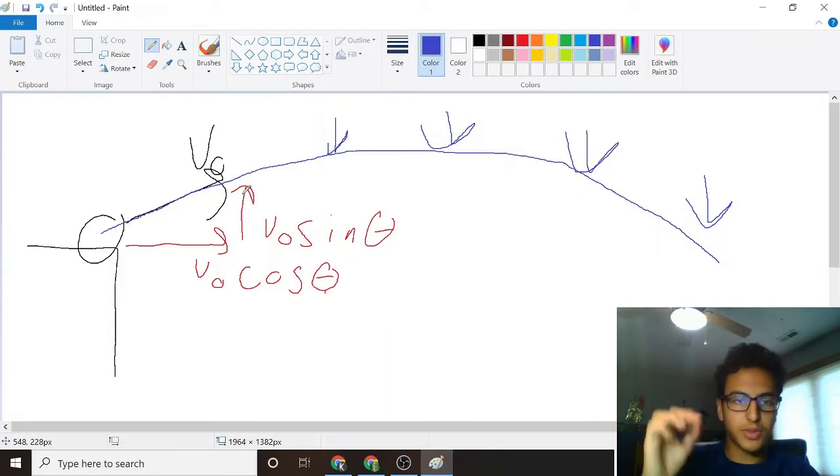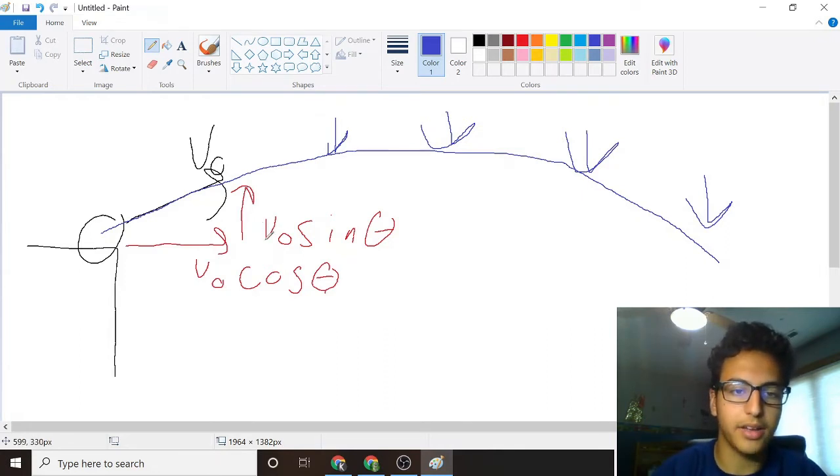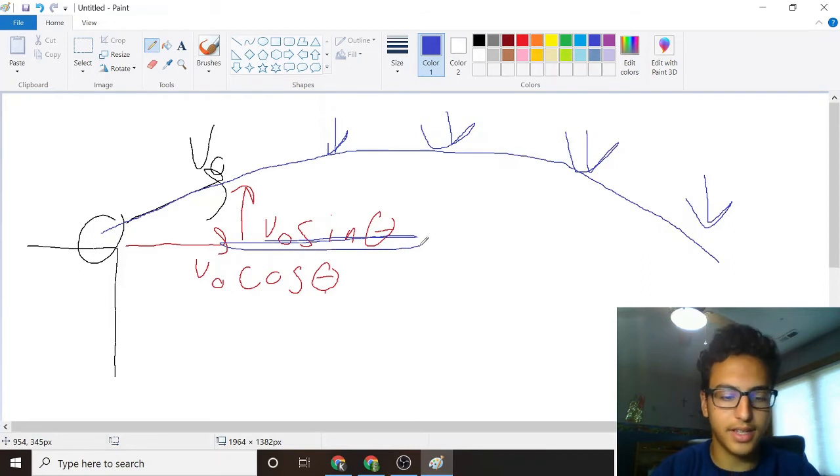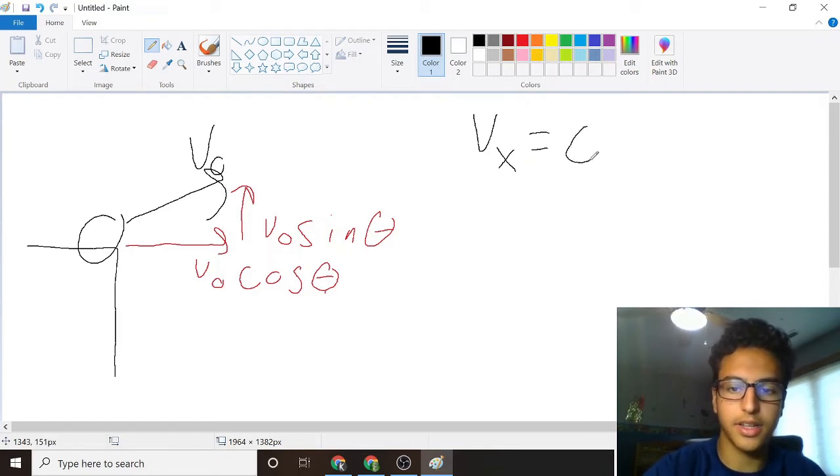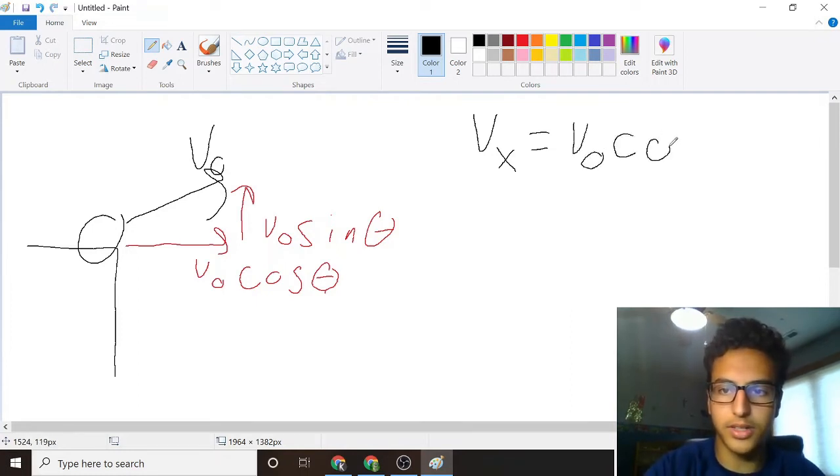Which direction does gravity act in? Well, it acts in the y. So what about the x? That means that for the x, there's no net force, there's no acceleration, but there is a velocity. So what do we know? I know the velocity in the x direction is a constant. And this constant value is nothing but the initial velocity times the cosine of the angle present, v0 cosine theta.